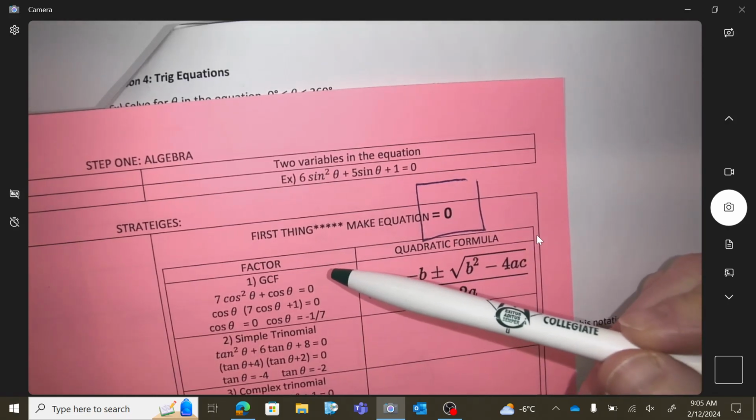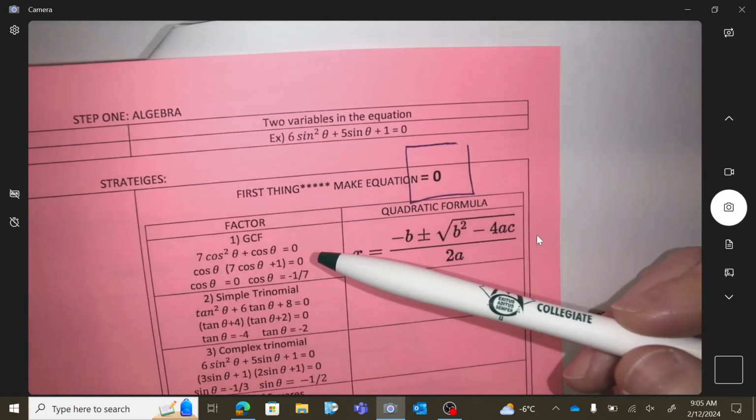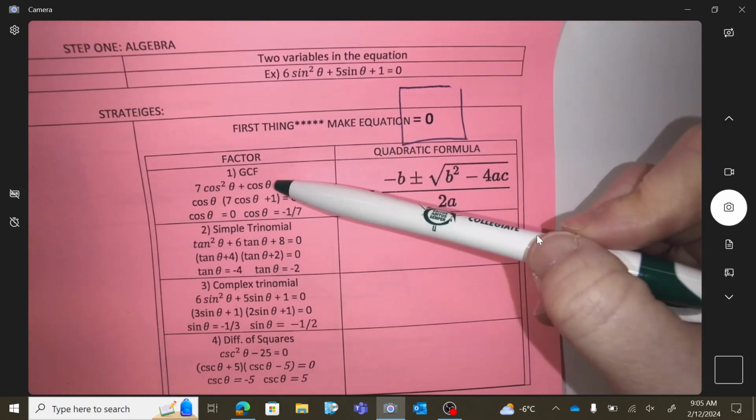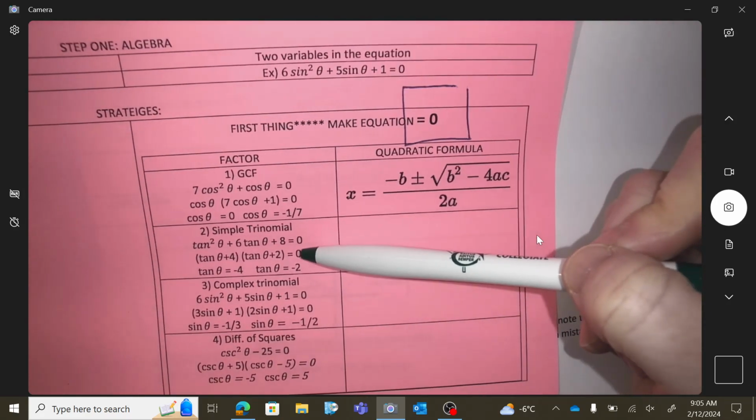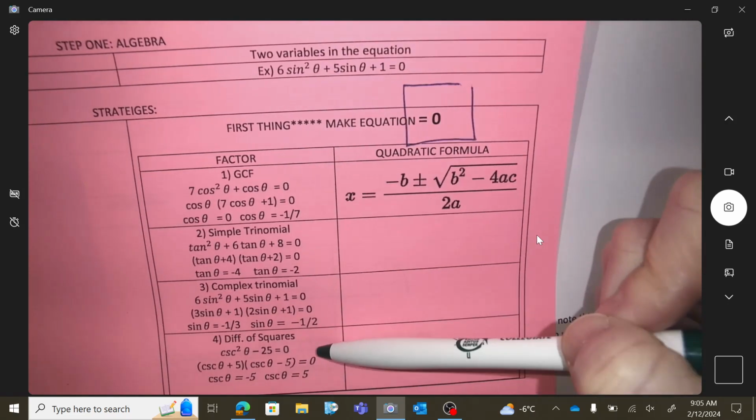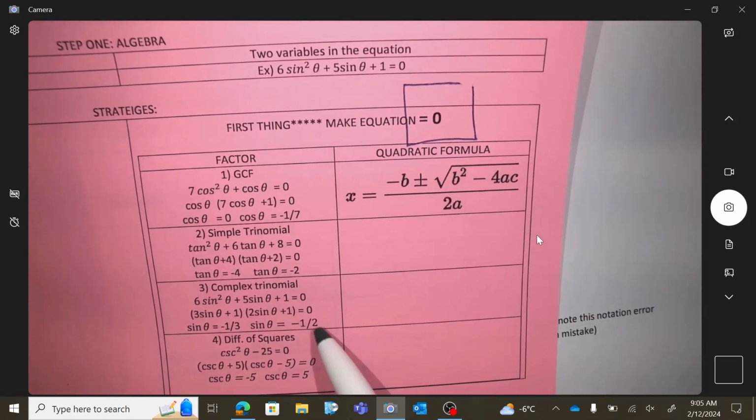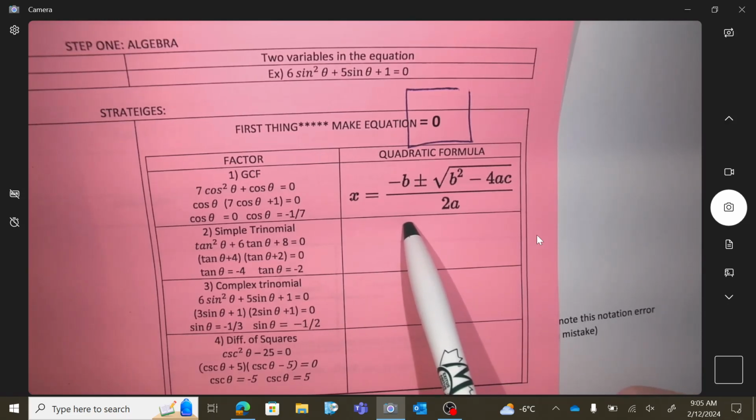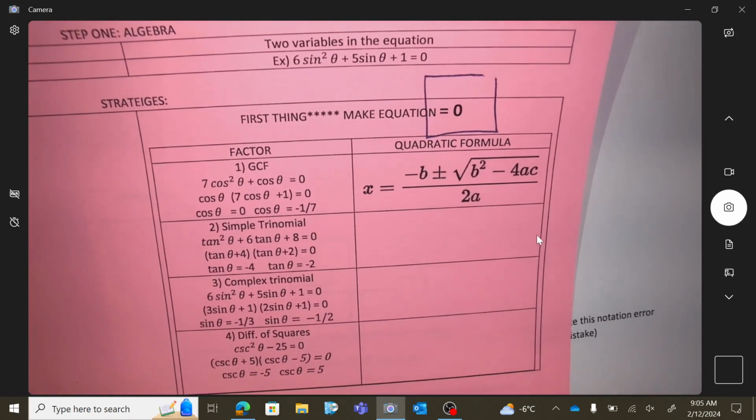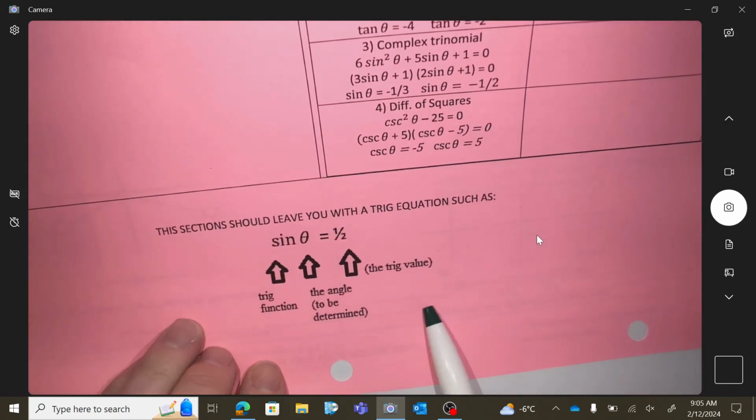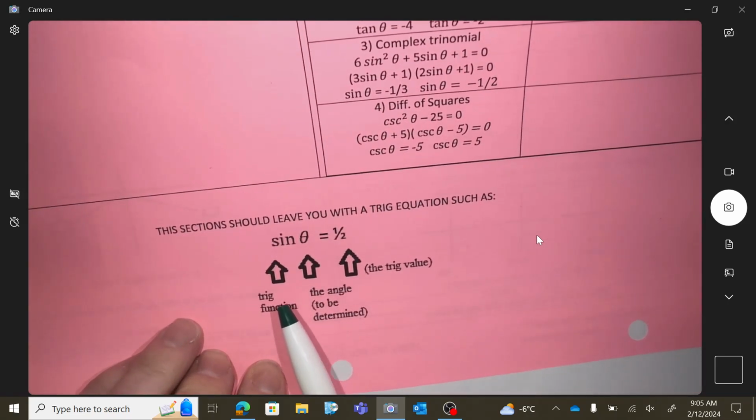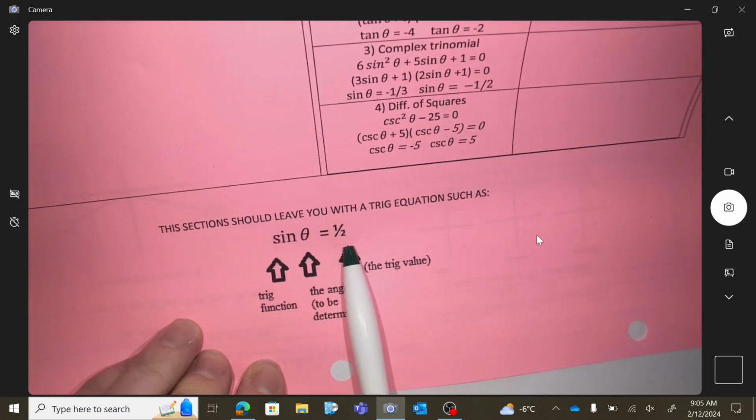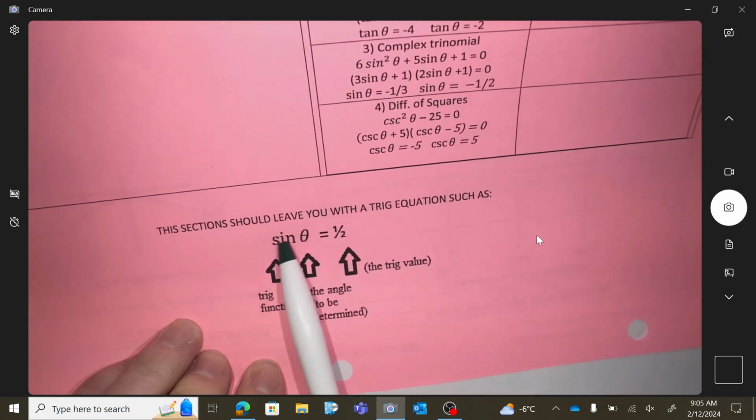And then we had all these things from grade 11 that we mastered, and I'm not going to go over them because we're supposed to have them mastered coming in. We can factor using GCF, simple trinomials, complex trinomials, difference of squares, and if nothing worked, we always had a formula as well. Then we went into trig mode. So this is what the goal of the algebra was: a trig equation, so it equals a trig value. So we remember seeing that.